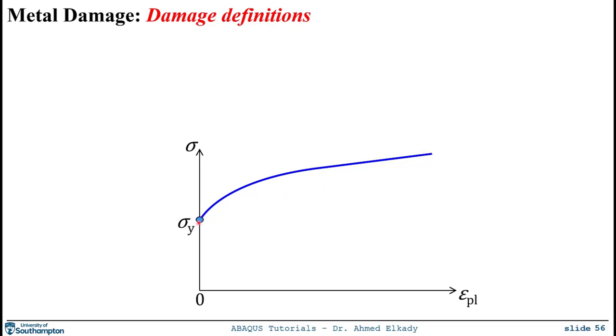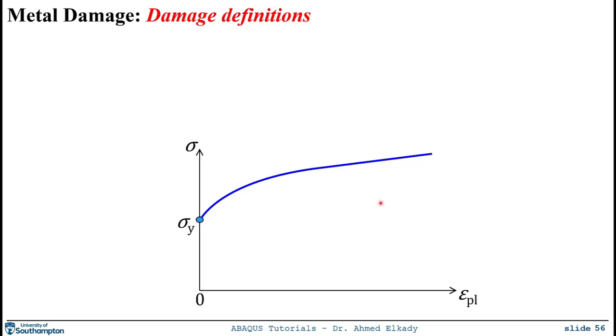And of course, your initial point is the point of the yield stress, which starts at a plastic strain of 0 after the elastic stage. And then from this point on, the stress keeps increasing with larger strain values. The problem is that when we are trying to model something like fracture or damage in metals, we need these stress values to decrease at some point so that eventually the strength is lost in the component or the part that you are trying to model.